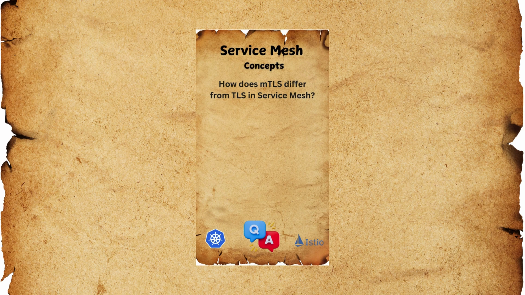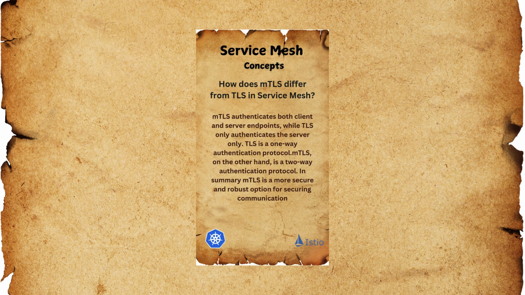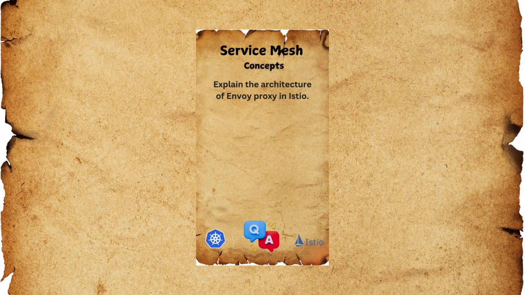mTLS authenticates both client and server endpoints, while TLS only authenticates the server. TLS is a one-way authentication protocol. mTLS, on the other hand, is a two-way authentication protocol. In summary, mTLS is a more secure and robust option for securing communication. Explain the architecture of Envoy Proxy in Istio.